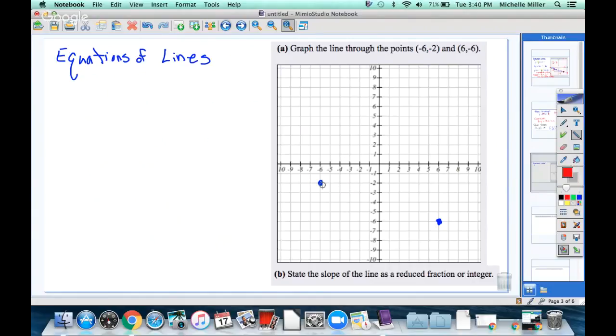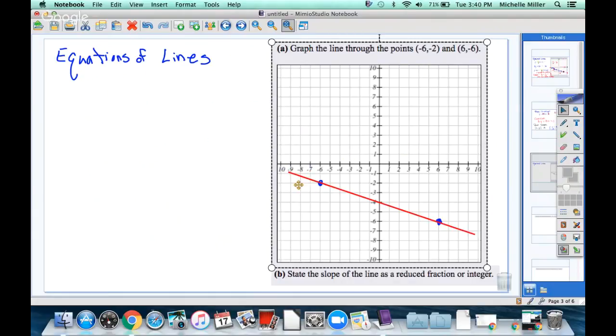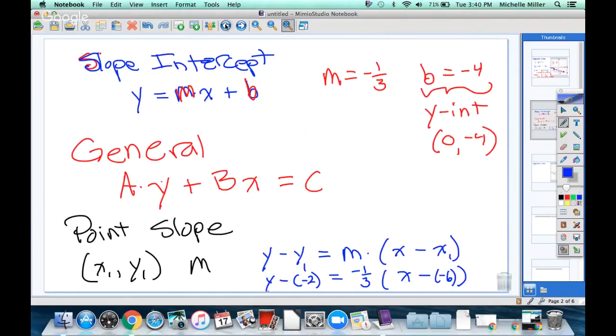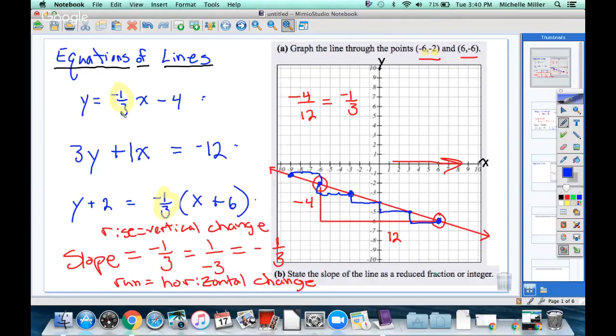So there's my 2 points. Here is a line. I'm just going to extend it a little bit. Say right there. Now, the point of a graph is to show all possible solutions. What are the solutions of an equation? So I have this equation over here, y equals -1/3 x minus 4. Which pairs of x and y make it true?